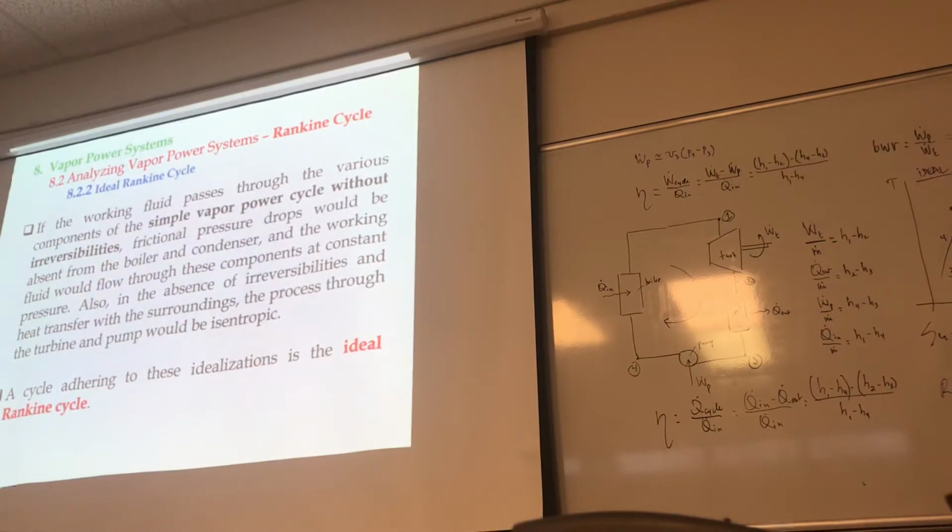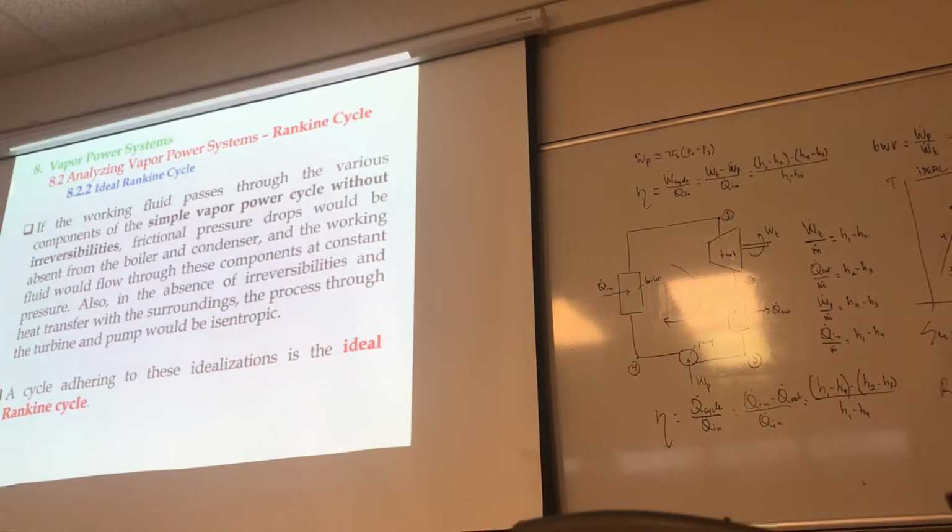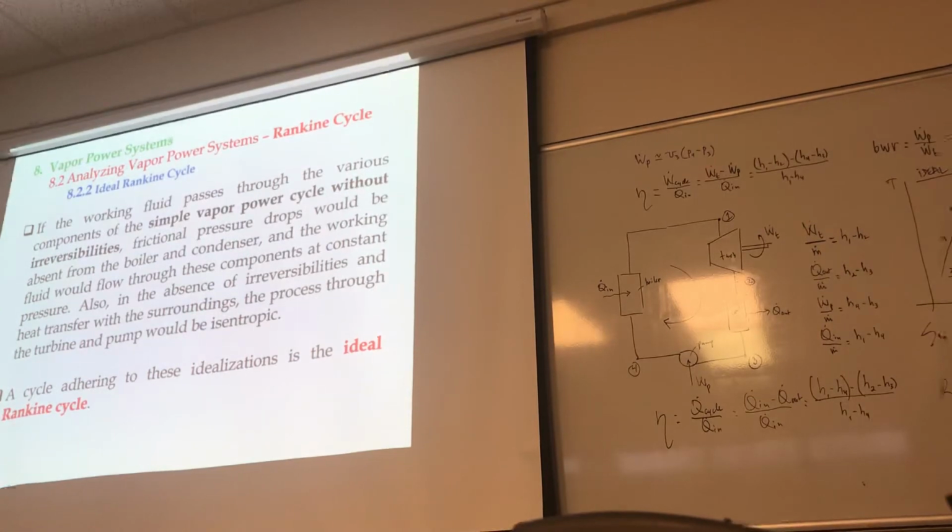Then if that is the case, if you have no heat loss and it's reversible, that means it's isentropic. That's what isentropic means. That means that in a TS diagram, you're going to have two constant pressures and then two constant entropy.